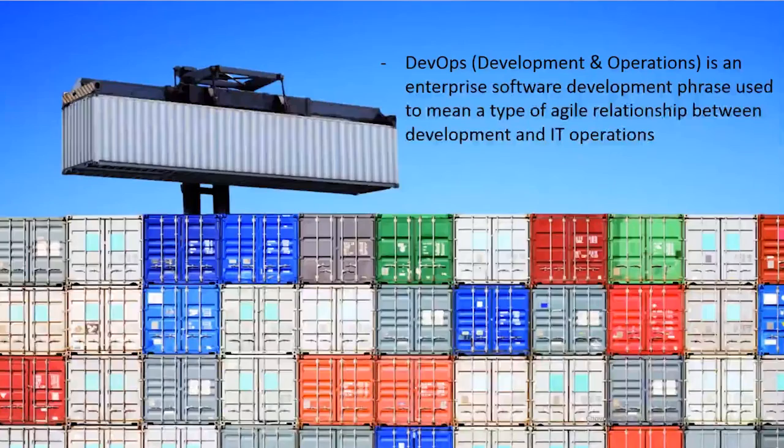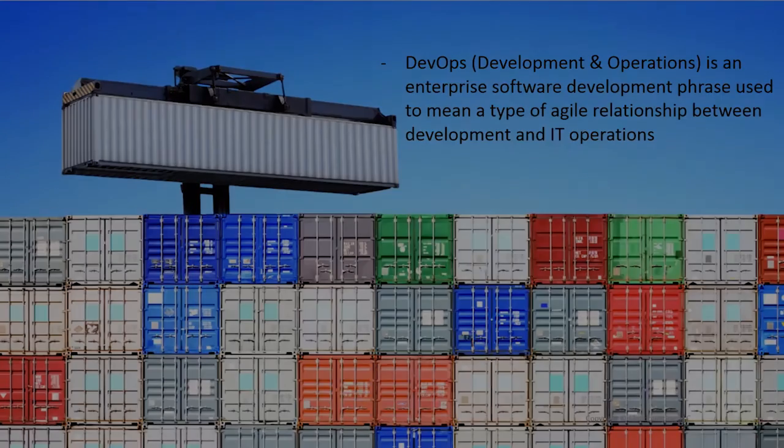And then lastly, again, to sum up, DevOps is what? It's an enterprise software development phrase used to mean an agile relationship between development and operations. It's really about what? Collaboration. Let's now proceed to the next lesson.